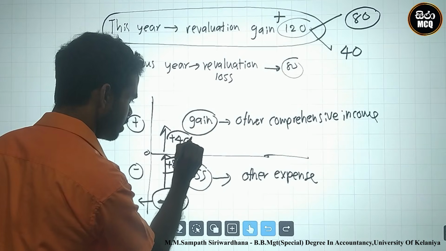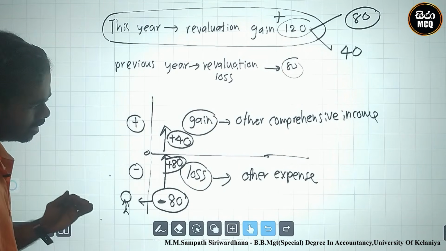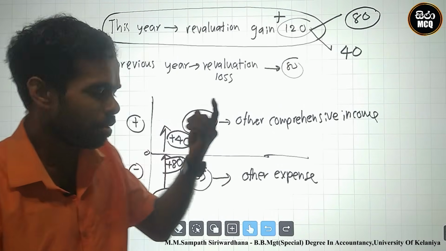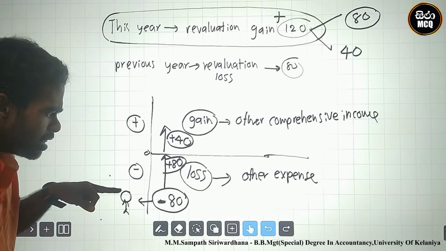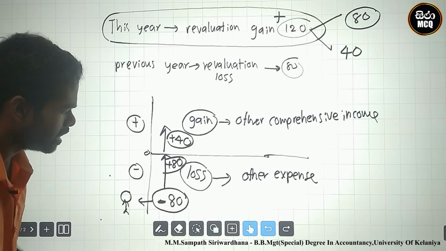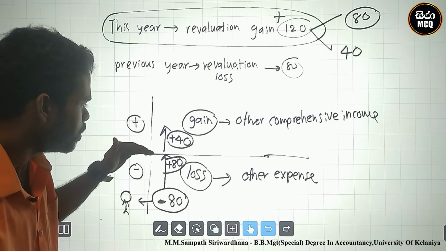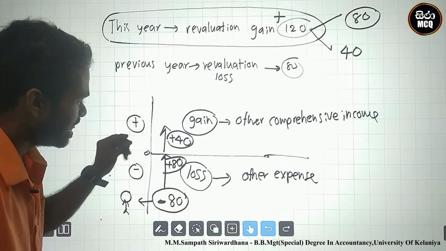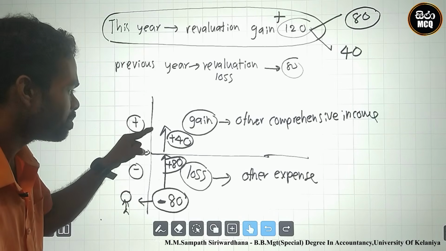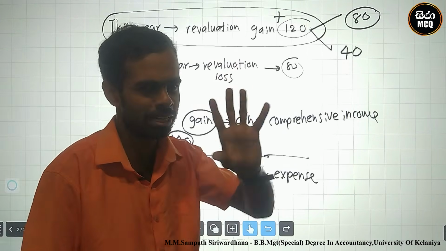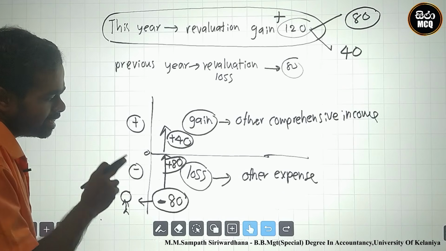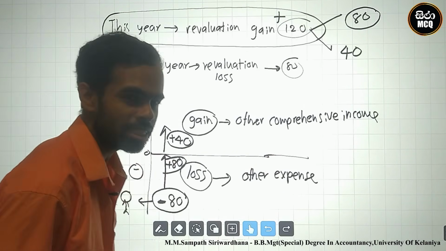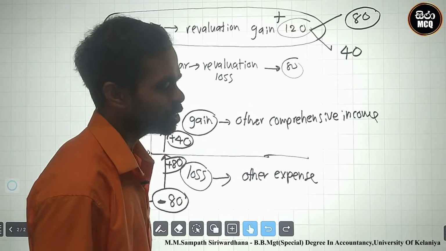120 is a gain area. You must go to the gain area, but the previous location is minus 80. Therefore, you must firstly go to the 0 area using this petrol 80. After that, you can go to the gain area with 40. 40 must be the remaining petrol. Okay, these are the locations you must identify. 80 is the other expense location. 40 is the other comprehensive income location.